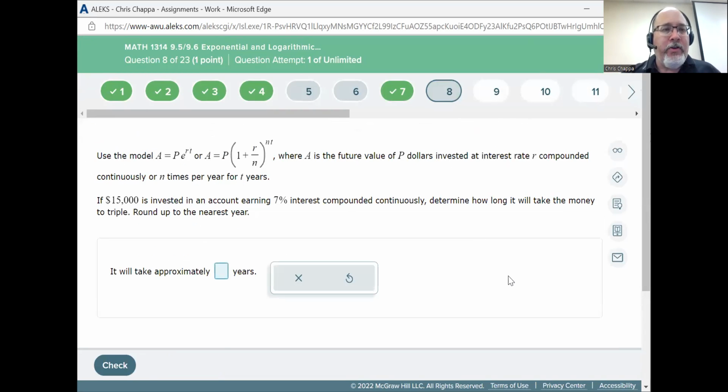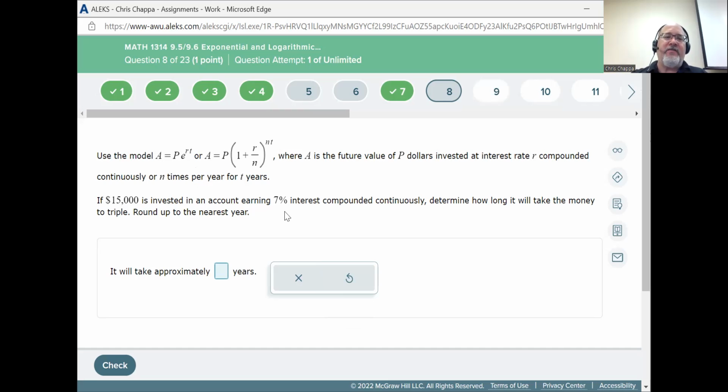Here we go. Use the model A equals P times e to the rt power, or A equals P times the quantity 1 plus r over n to the nt power, where A is the future value of P dollars invested at an interest rate r compounded continuously, that's the first equation, or n times per year, that's the second equation, for t years. This is a callback to the first homework assignment in chapter 9, homework 9.1, 9.2, where you have to use a formula to calculate a future value. Now, I'll tell you right now, the ones in your homework, I believe, only use the continuously compounded interest, as you can read in this problem.